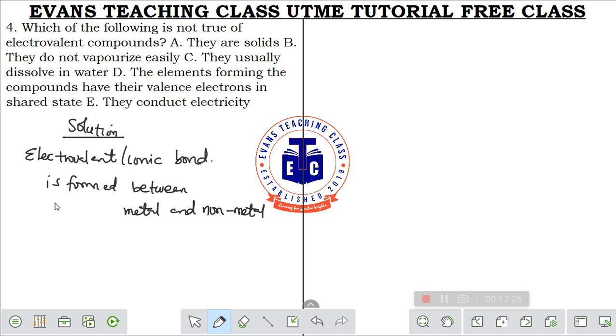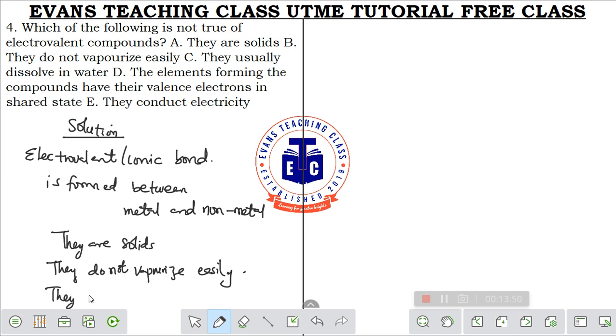Now, what are the properties of electrovalent bond? One of their properties is that they are solids. They do not vaporize easily, that is, they are non-volatile. Another thing is some of them, not all of them, but most of them, are usually soluble in water. Though not all of them, there are some that are insoluble, some that are sparingly soluble, and some that are slightly soluble.